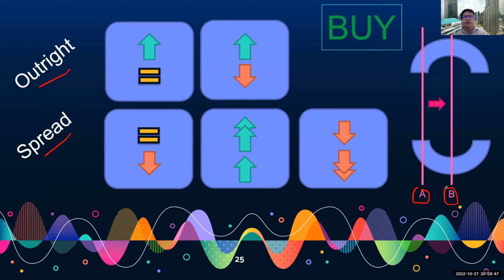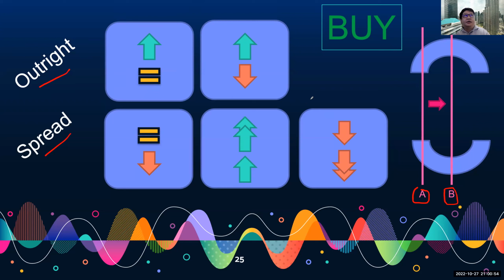How many cases can we see a spread go up? Here I show you five. One is the first leg up, but the second leg maintains. The next one is leg 1 is up and leg 2 goes down, also a widening. The third one is the first leg is flat, but the second leg goes down, also a widening. The fourth case is the first leg goes up more than the second leg goes up, also a widening. Or the first leg drops less than the second leg, also a widening.